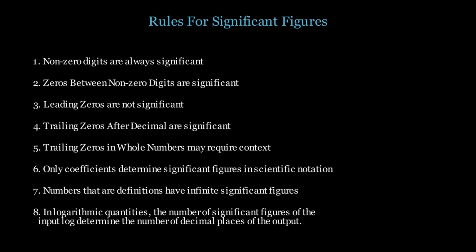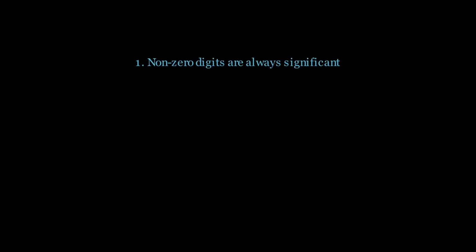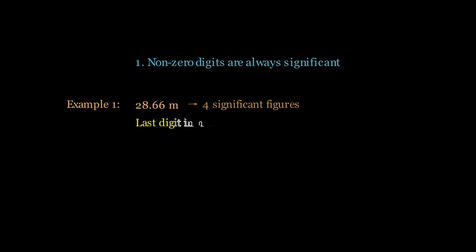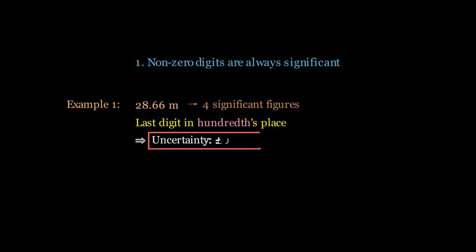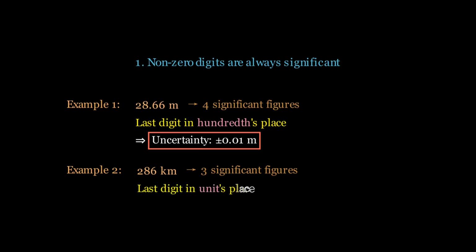First, non-zero digits are always significant. For instance, let's take 28.66 meters. All the 4 digits here are significant. What can we say about the uncertainty here though? The last digit, being in the hundredths place, it's 0.01 meters. How about 286 kilometers? It has 3 significant figures, and its last digit being in the units place, it has an uncertainty of 1 kilometer.